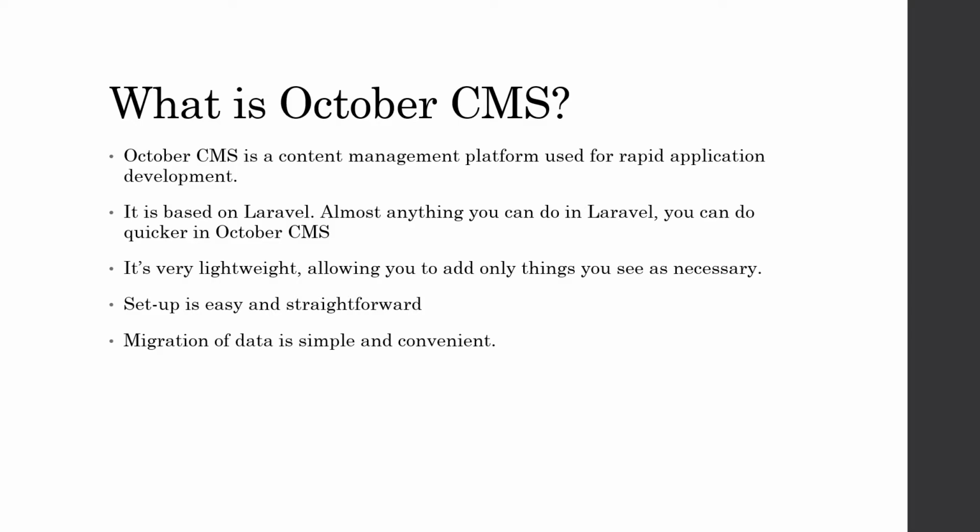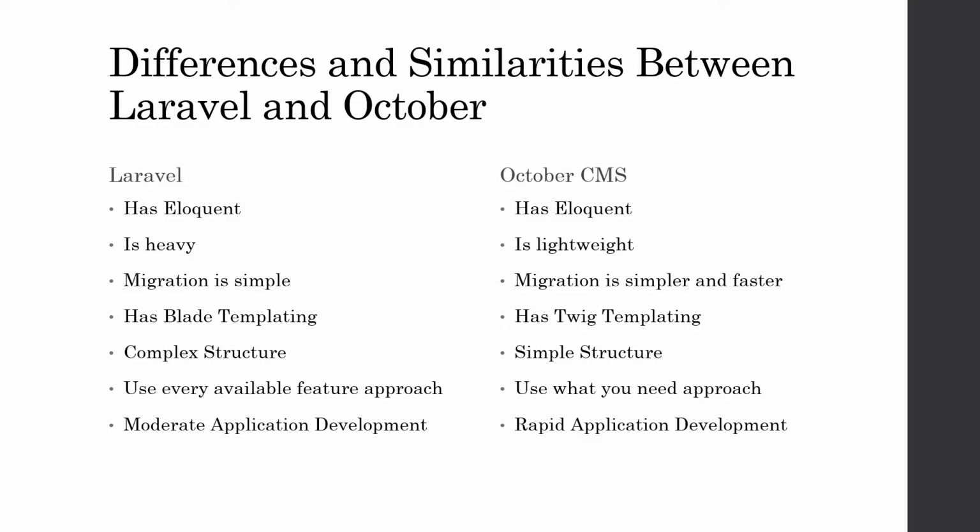So now let's tackle the differences and similarities between Laravel and October CMS. They both have Eloquent, which is great. I love Eloquent. It's just a way to control and manipulate your data. It's one of Laravel's key features, and the fact that October CMS has it is great in my book. Laravel is heavy, and that has to do with the files. October CMS is lightweight, and that has to do with the files you get.